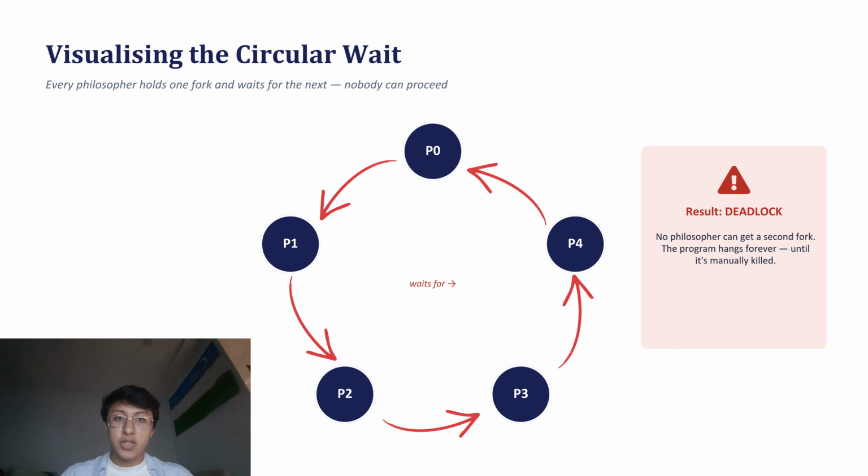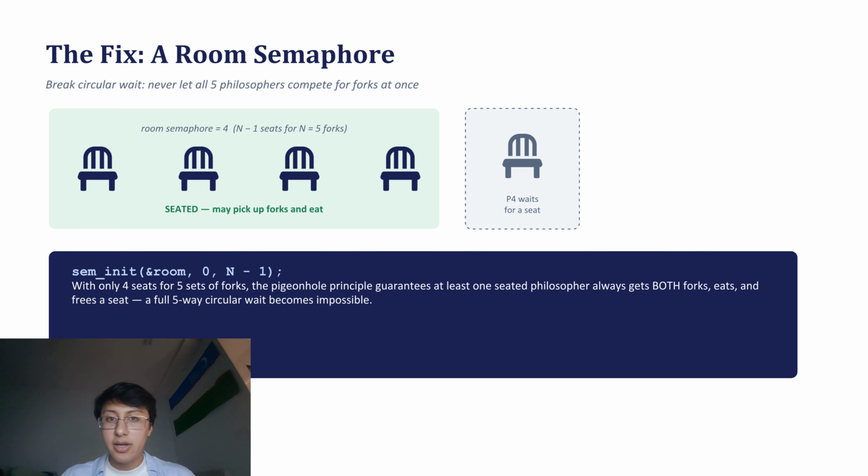So I chose circular wait. My idea is to add one extra counting semaphore, called the room semaphore, initialized to n minus 1, so 4, not 5. This means only four philosophers compete for the five forks, and one will be waiting. At most four philosophers are ever allowed to attempt picking up forks at the same time. Since there are five forks and only four competitors, by the pigeonhole principle, at least one philosopher is always guaranteed to get both forks, eat and release them.